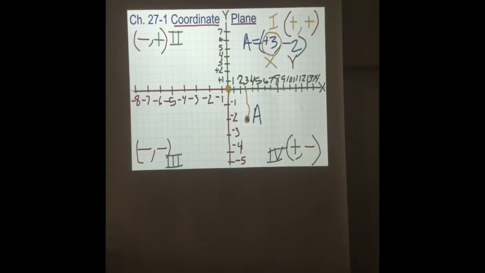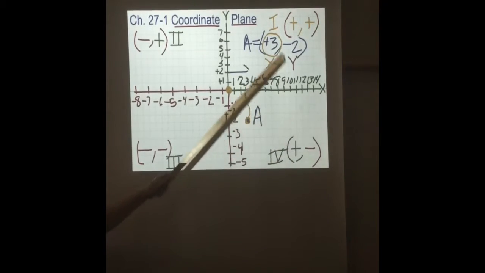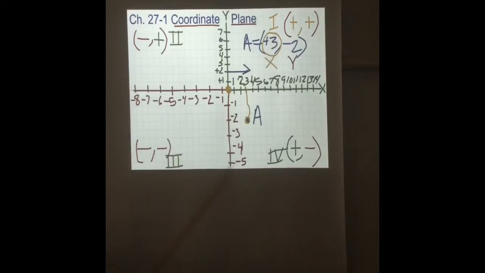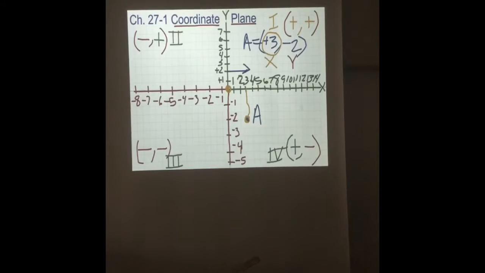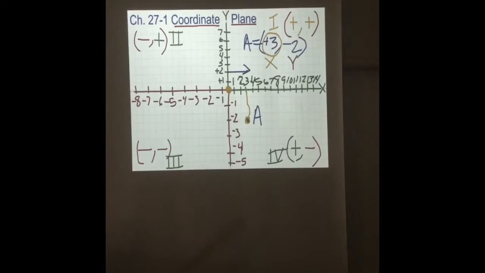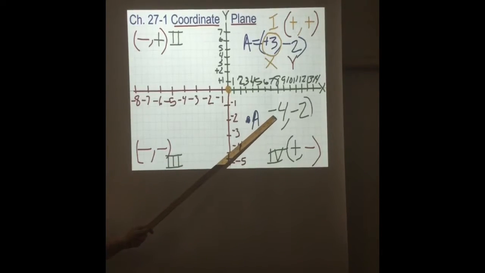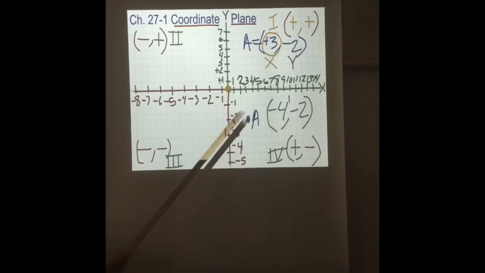That is positive 3, because we went over here, positive 3. You got to walk before you can jump or dive. And then we dove down 2, right? We went down 2. So there we have it. Let's say I'm going to have another one. Let's say this one's going to be negative 4, negative 2. Okay, that's our thing. And we're going to call this B.